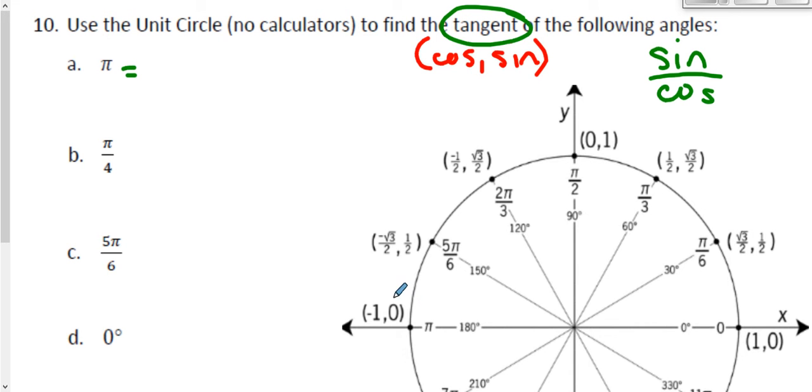The sine of pi is that y value, 0. The cosine is going to be -1. So the sine is 0, the cosine is -1. 0 divided by anything is 0. So 0 divided by -1 is just 0.